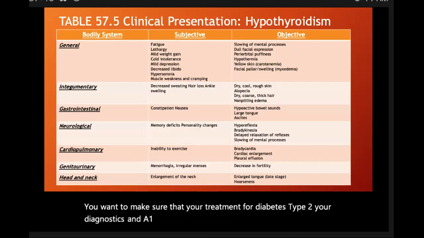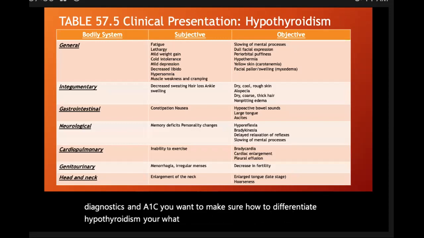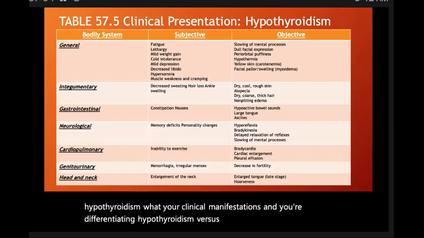You want to make sure you know how to differentiate hypothyroidism, what your clinical manifestations are, and you're differentiating hypothyroidism versus hyperthyroidism.